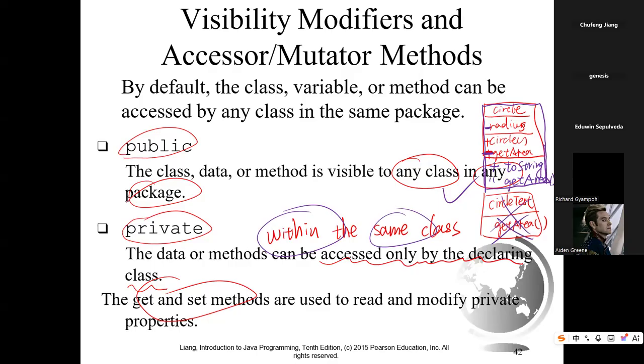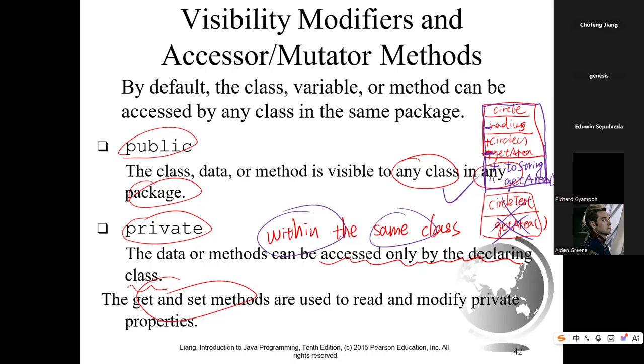Let's review what public is. Public means the class, data, or method is visible to any class in any package. Here we should always remember public means any class and any package can use the class, data, or method.